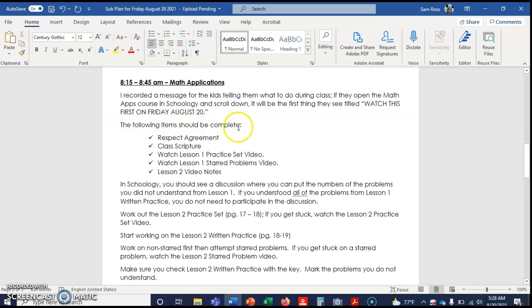So the following should be complete: the respect agreement, the class scripture you should have turned in, your lesson 1 you should have watched the practice video and the start problems, and your lesson 2 video notes should be done.